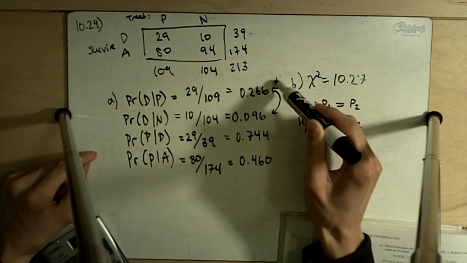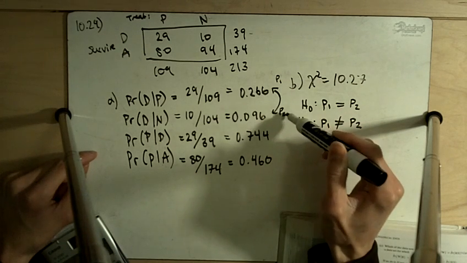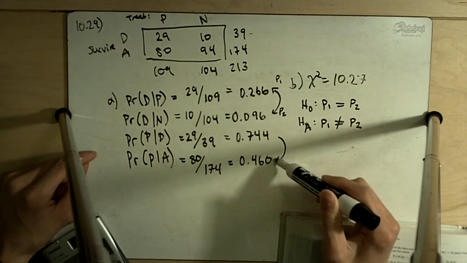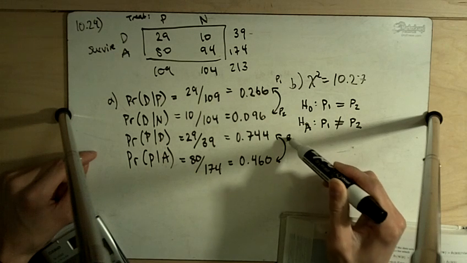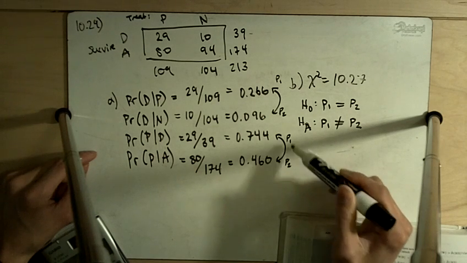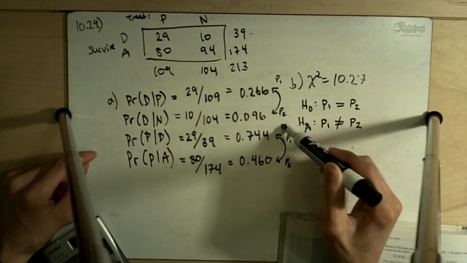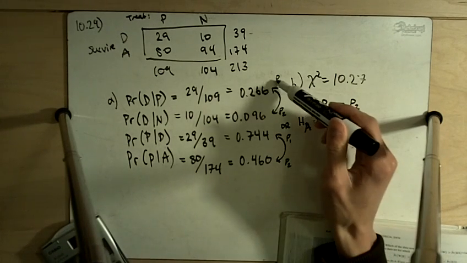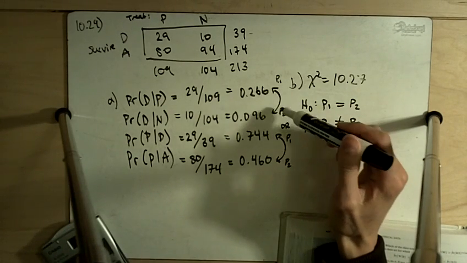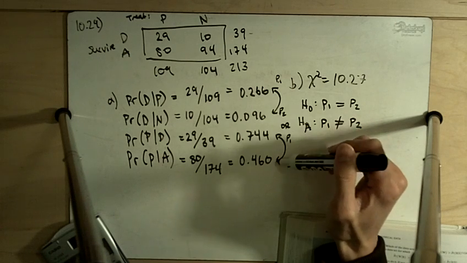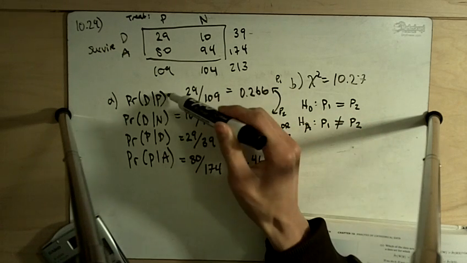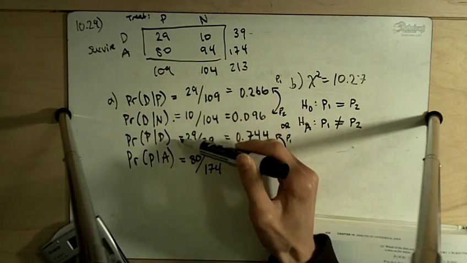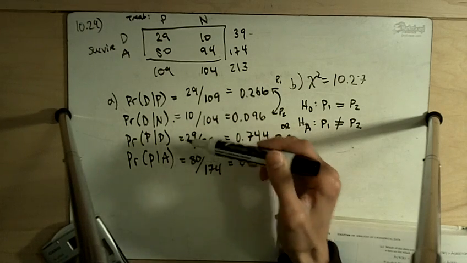These could be P1 and P2, or we could be comparing these two groups, and these could be P1 and P2. But we cannot compare this P1 with this one, or this one with this one, or this one with this one. It's got to be these two being compared to each other, or these two being compared with each other.